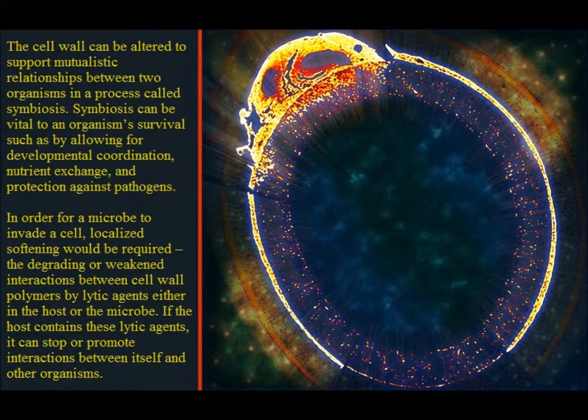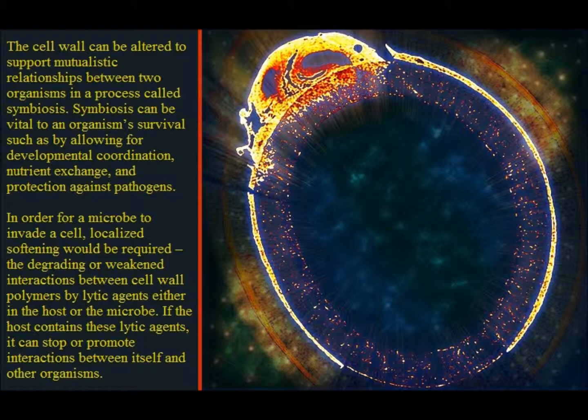The cell wall can be altered to support mutualistic relationships between two organisms in a process called symbiosis. Symbiosis can be vital to an organism's survival, such as by allowing for developmental coordination, nutrient exchange, and protection against pathogens. It is important to distinguish whether the plant or bacteria is degrading the plant cell wall because it shows which one is promoting the communication.